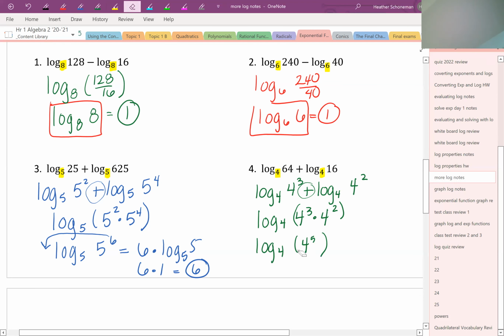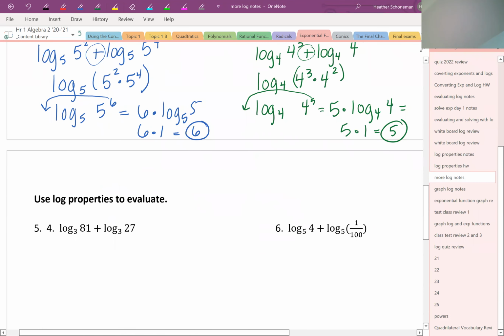Okay, I really don't need these parentheses. They're kind of optional. I think it gets confusing when I write them. But now remember, exponents can move out front using my property. So I can do 5 times log base 4 of 4. Well, what is log base 4 of 4? It's just 1. So this is 5 times 1, which is 5.